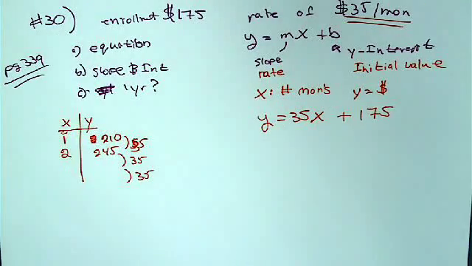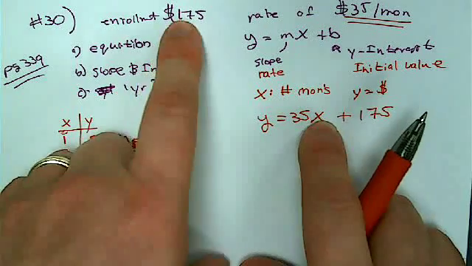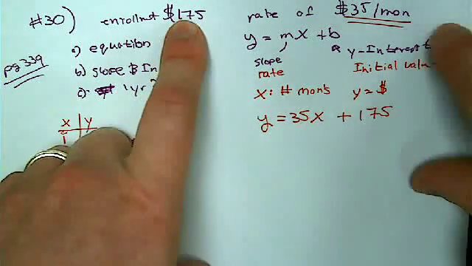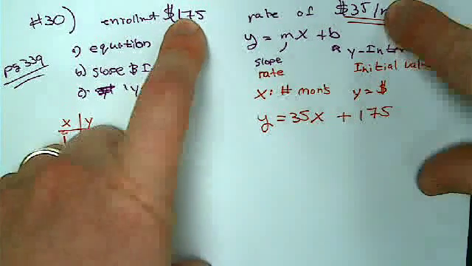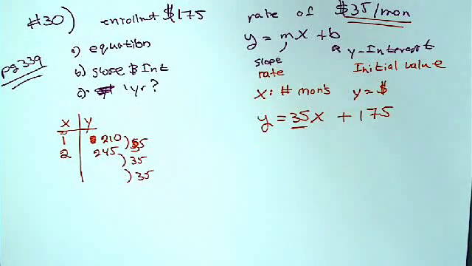You can also use the table of values to check, does this make sense? Ask yourself, if I keep going up by months, what do I keep paying? Do I keep paying 175 or do I keep paying the 35? Because this number is what I keep paying. The slope is what you keep doing when you graph it.